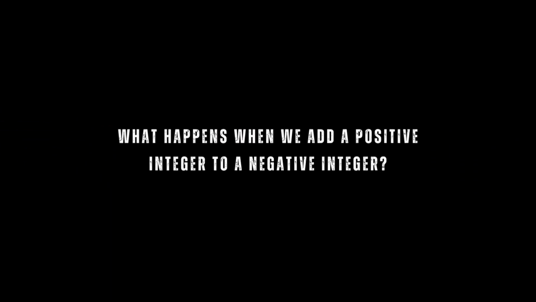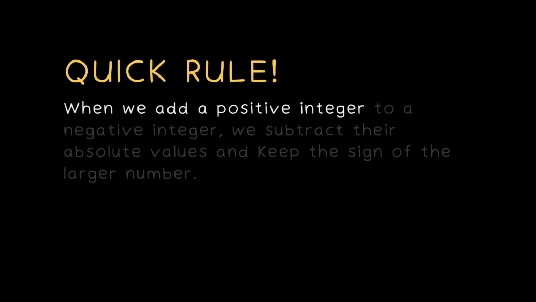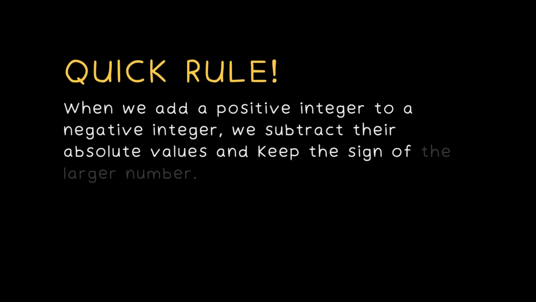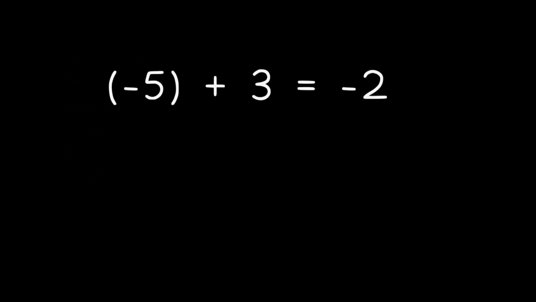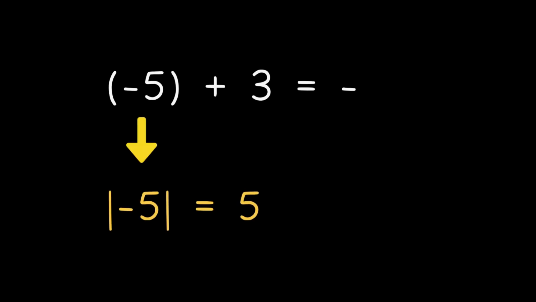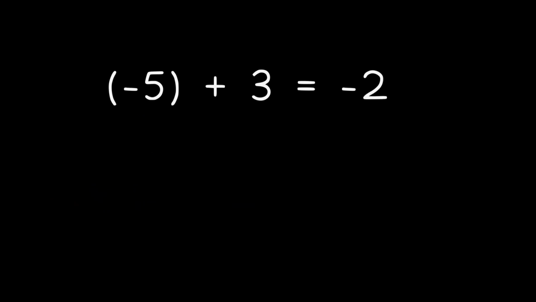Let's explore some operations with integers. What happens when we add a positive integer to a negative integer? When we add a positive integer to a negative integer, we subtract their absolute values and keep the sign of the larger number. For example, -5 plus 3 is equal to -2. The negative integer's absolute value is 5, and we subtract the positive integer's value of 3, so the result is -2.